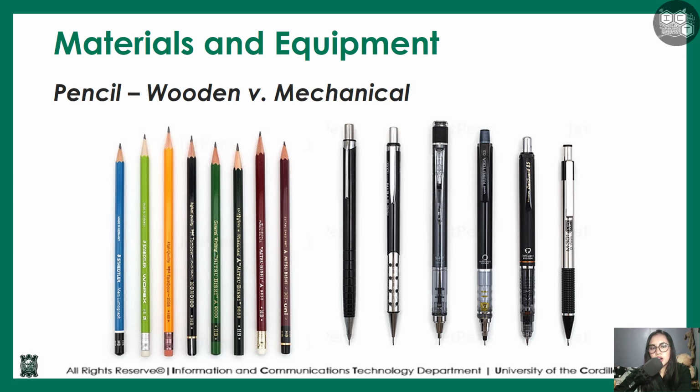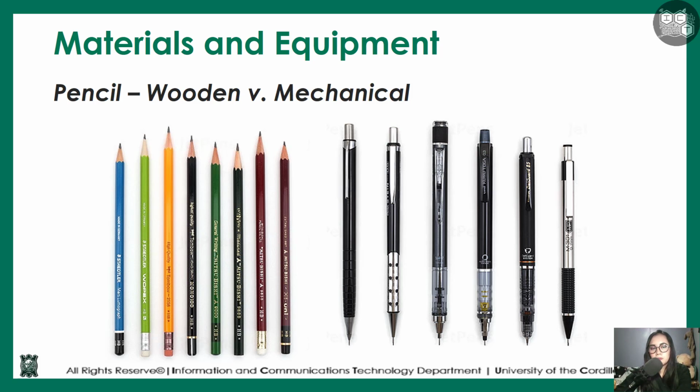So for the pencil, the one on the left is a wooden or a graphite pencil. The one on the right is a mechanical pencil. Whatever suits your needs more, you can use either of them. There's not really a lot of difference in terms of the output, but in terms of its use, you might be able to see that there are some differences.